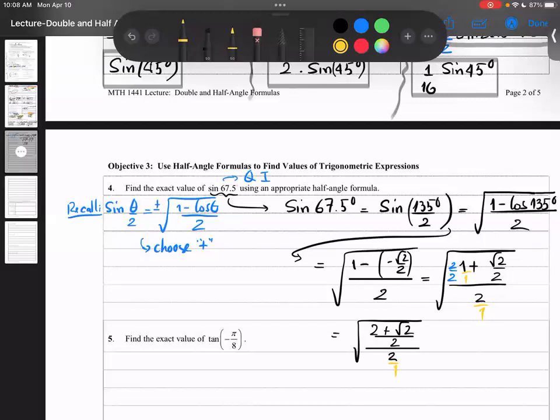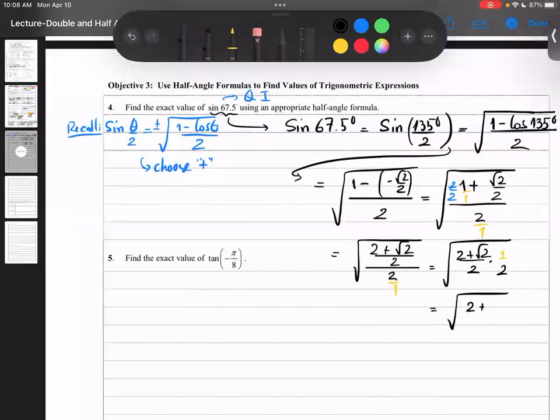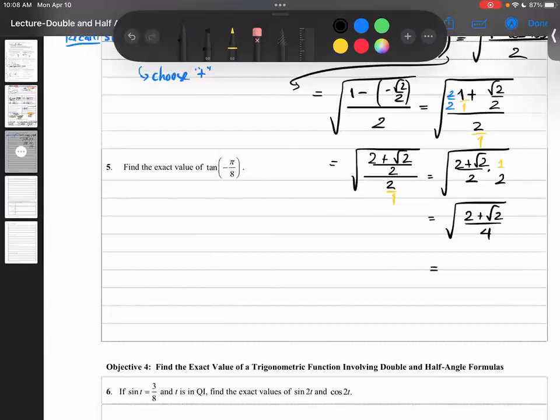Divide fraction, you flip and multiply. Two plus square root of two over two times one over two now. Two plus square root of two over four. On the top, nothing I can do, so rewrite it as square root of 2 plus square root of 2. On the denominator, square root of 4 is 2.